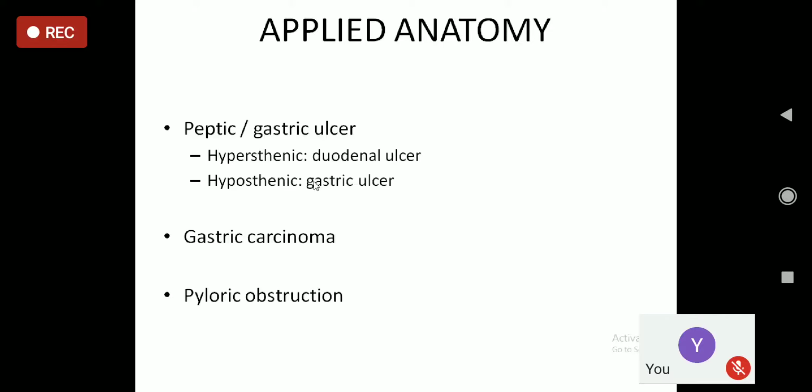Gastric carcinoma, which is nowadays becoming very common. Then pyloric obstruction. Pyloric obstruction may be congenital or acquired. Congenital pyloric obstruction is when the pyloric sphincter remains closed right from the birth. And in some individuals, if there is formation of stricture within the pylorus in their adulthood, that is acquired pyloric obstruction. So this is about the pyloric obstruction.